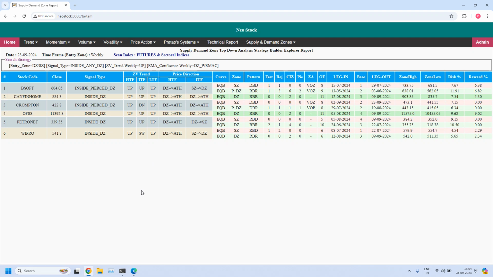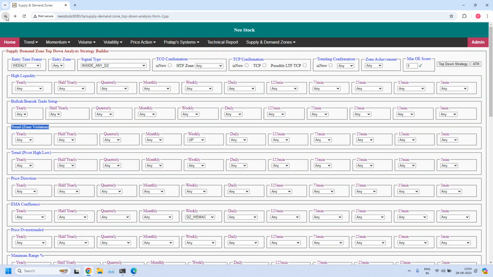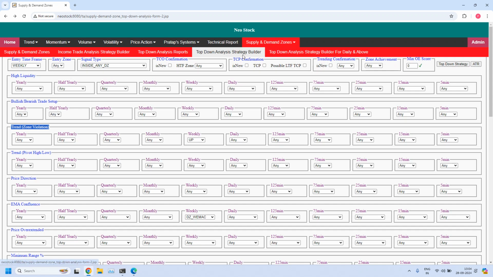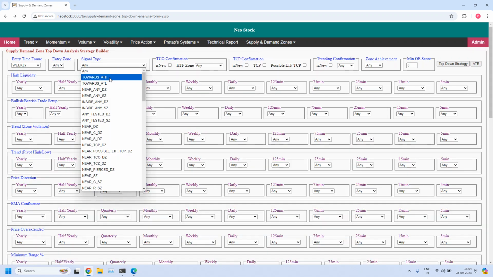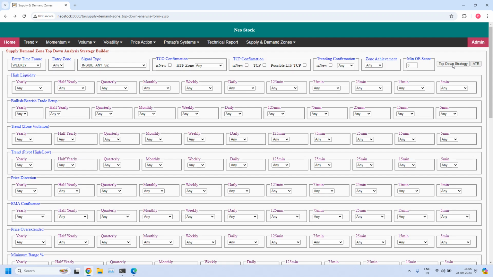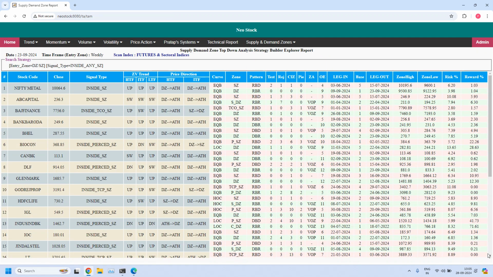Okay, next report. For weekly time frame, let us find the stocks where price closed inside weekly supply zone. Inside weekly supply zone. So this is the filter list.